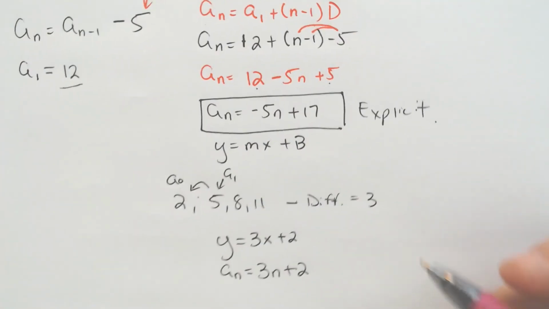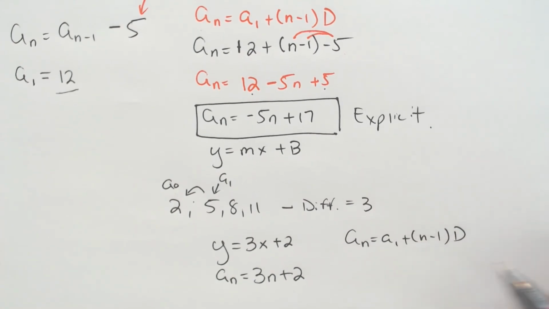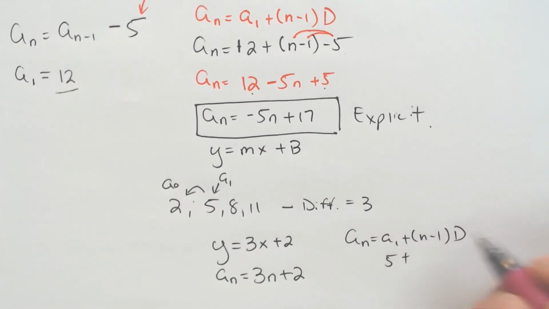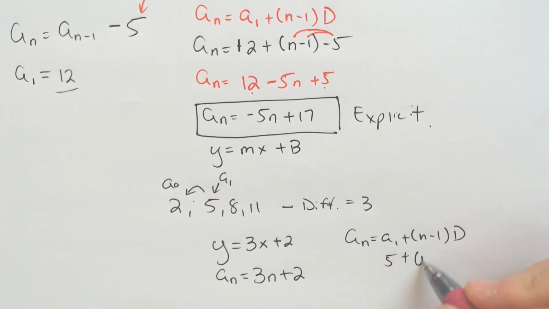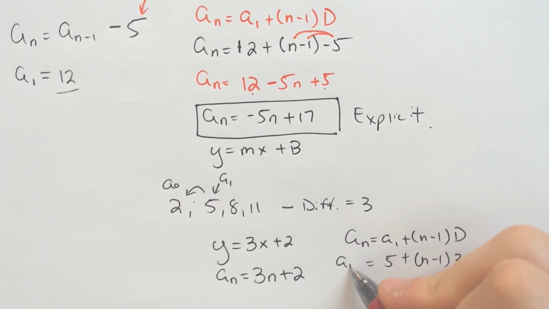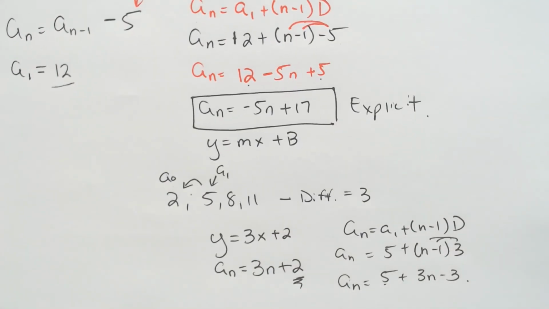If we used our fancy formula, a_n equals a_1 plus n minus 1 times d, and plugged in the a_1, 5, and the difference, which is 3, and did the math there, guess what we end up with? 5 plus 3n minus 3, distributing the 3. And what's 5 minus 3? 2. It's the same formulas you've been learning for a very long time. It's just presented in a different way. All right? So that was a bonus problem.